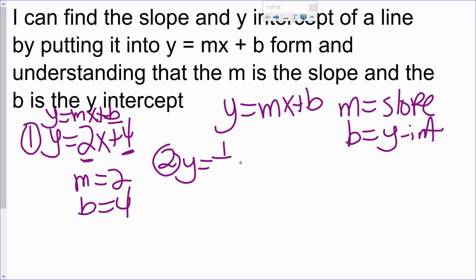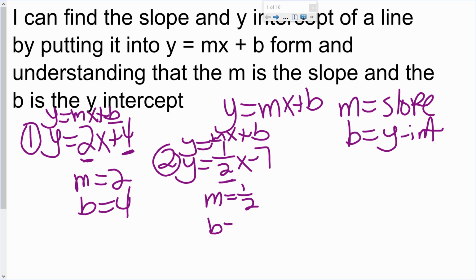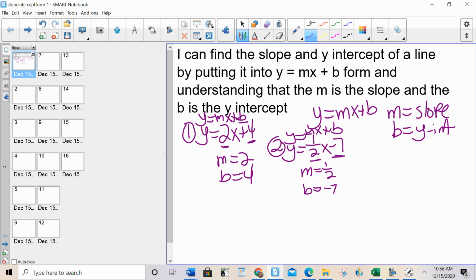Y equals 1/2 x minus 7. I know my standard form is y equals mx plus b. So whatever's in front of the x is m, my slope. My slope is 1/2. My b is what comes at the end. My b in this case is -7. So now we're going to take a look at the examples on the worksheet in just a moment.